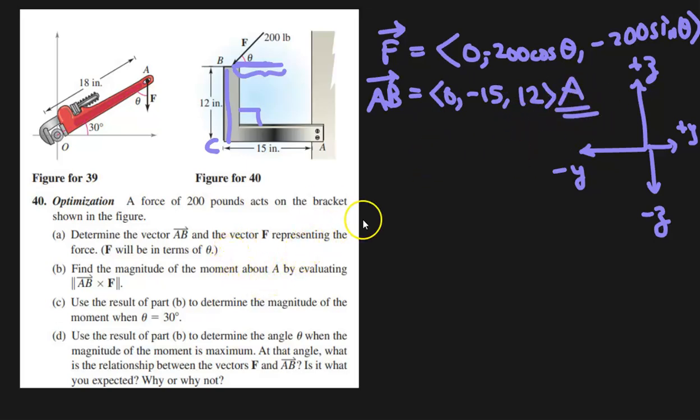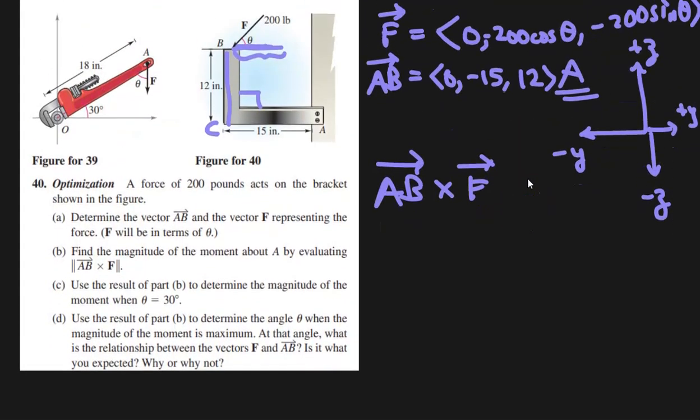Let's move on to part D. We want to just evaluate AB cross F. So let's write that down. To do this, we need to set up a little matrix. The top row is going to be the unit vectors i, j, and k.